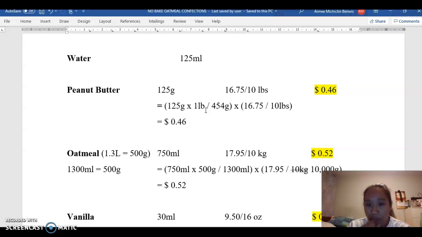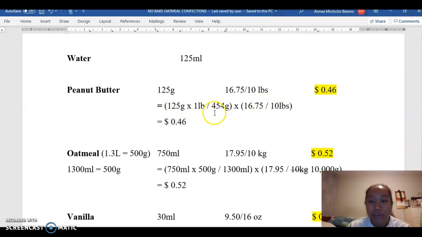If you use hard conversion, we're going to have a short budget. So as we proceed, 125 grams multiplied by 1 pound divided by 450 grams multiplied by the unit price of $16.75 divided by 10 pounds.